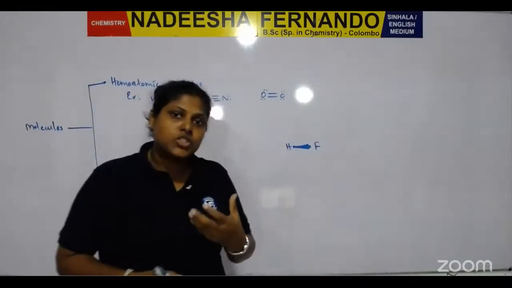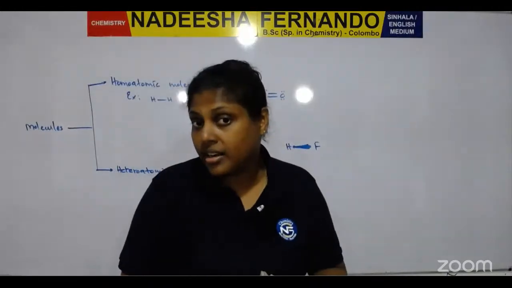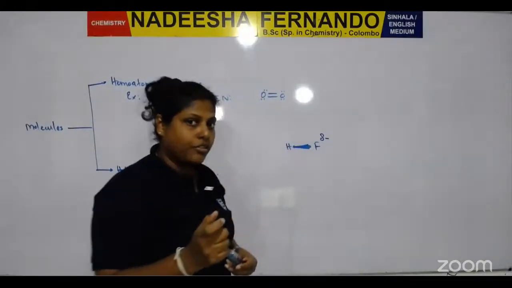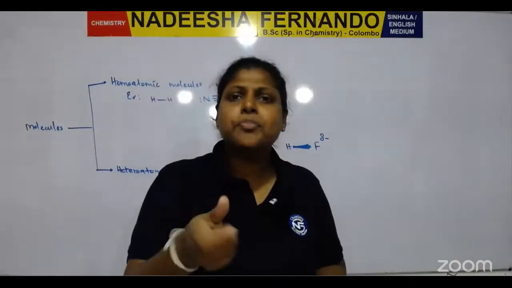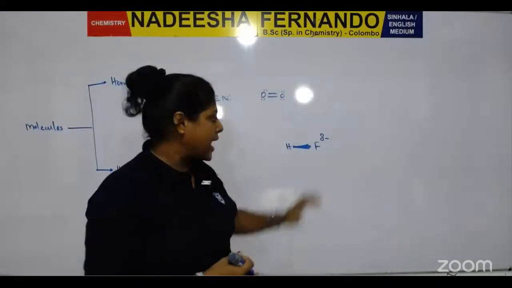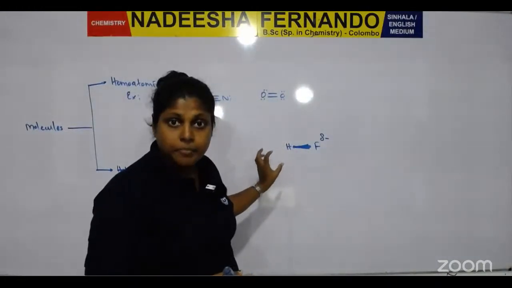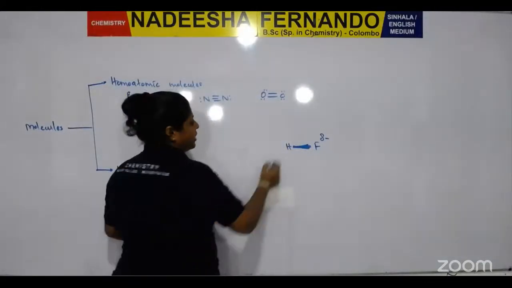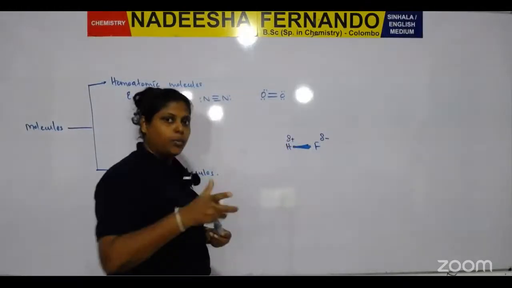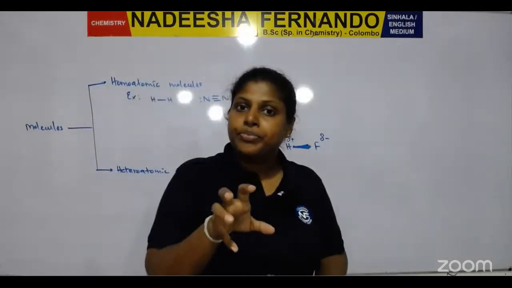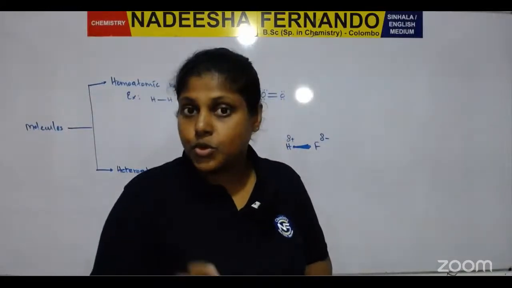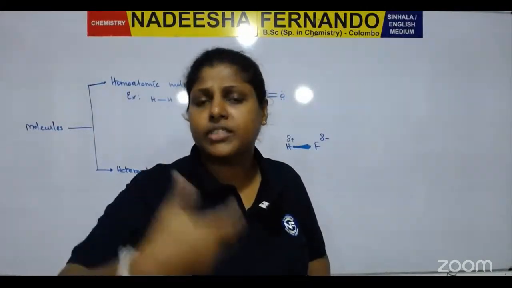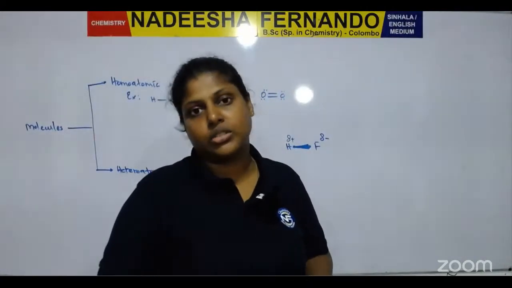The element which has great ability to attract the bonded electrons, we give delta minus. Delta means a small, little amount. The same amount of electron density around the hydrogen decreases. Therefore, we assign delta plus. In other words, the total positivity around the hydrogen increases, while the electron density around the fluorine increases.